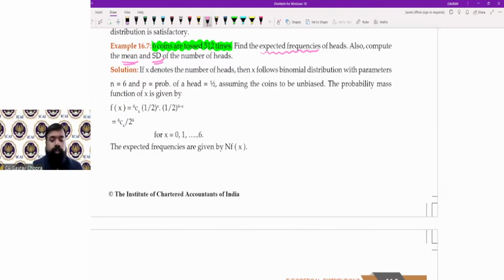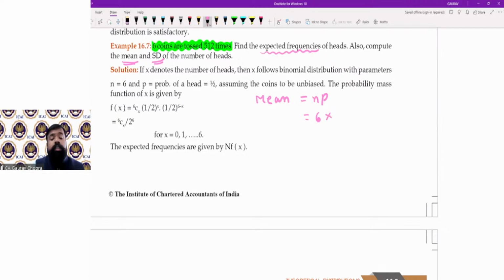So let's begin. So first of all, let's see how to get the figures. How to calculate mean. So to calculate mean, the formula is n into p, small n, and multiply by p. So what is n here? So 6 coins we are talking. So n is 6.